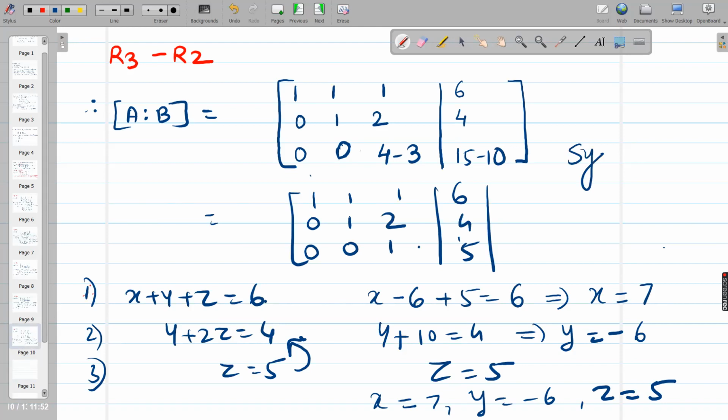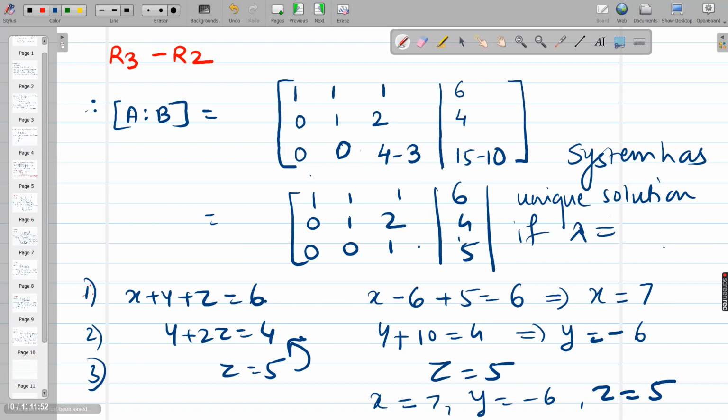So the system has a unique solution if lambda is not equal to 3 and mu takes any value.